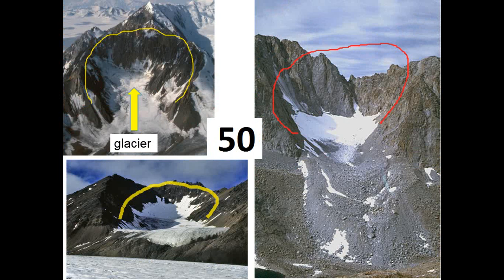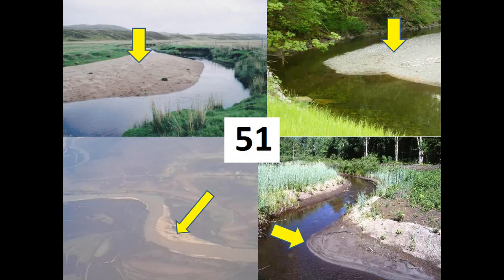Number 50, this is called a cirque, C-I-R-Q-U-E. It's from the French word for circle. What happens is the glacier that is high up in the mountains, the weight of the glacier, the movement of the glacier, cuts into the side of the mountain, and it tends to make this circular shape, hence the name cirque. It is a huge circular depression caused in the side of a mountain.